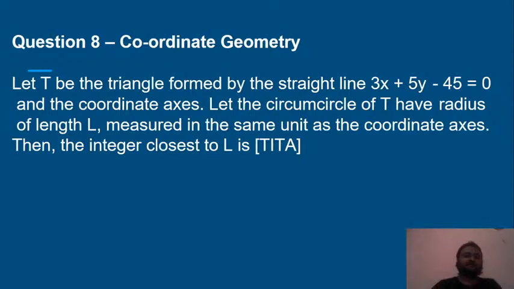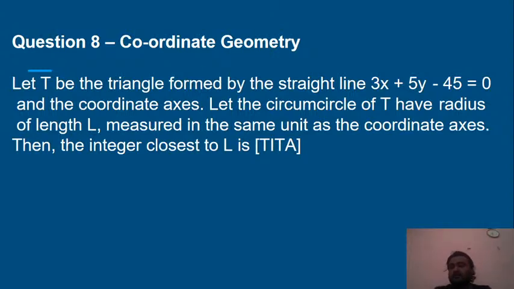Okay, so let us see. T is a triangle formed by the straight line 3x plus 5y minus 45 is equal to 0, and the coordinate axes, that is x is equal to 0 and y is equal to 0. So the triangle is formed by three straight lines: 3x plus 5y minus 45 is equal to 0, and the equations for the coordinate axes, x is equal to 0 and y is equal to 0.